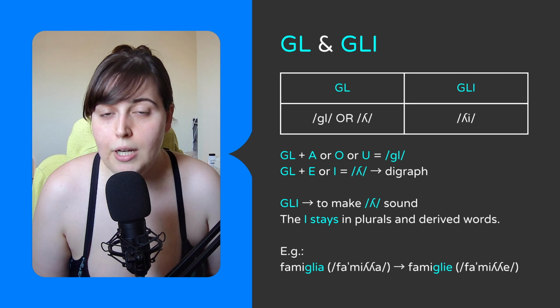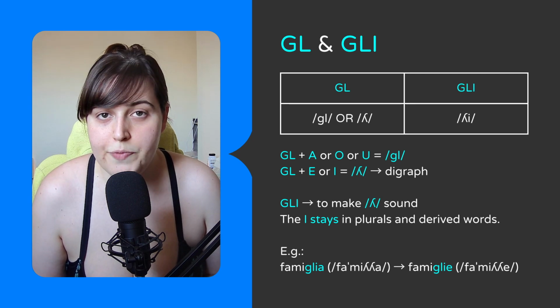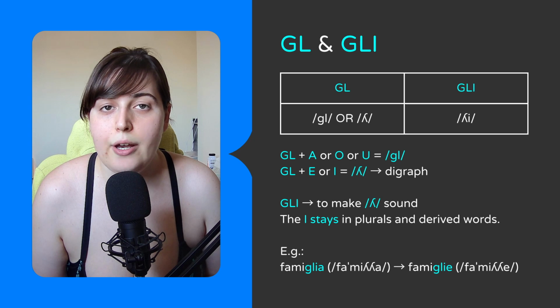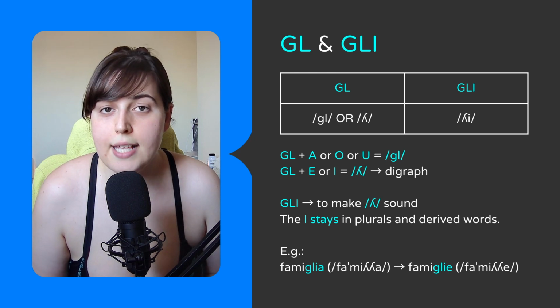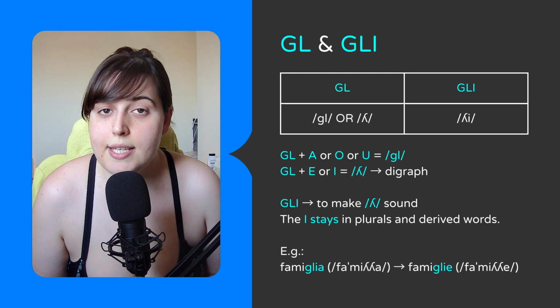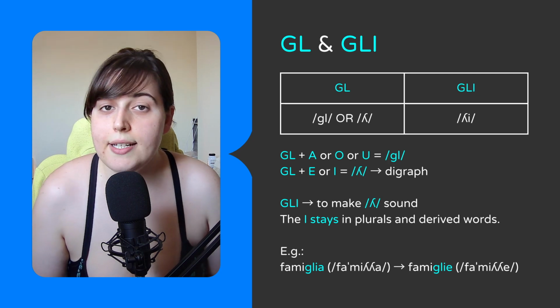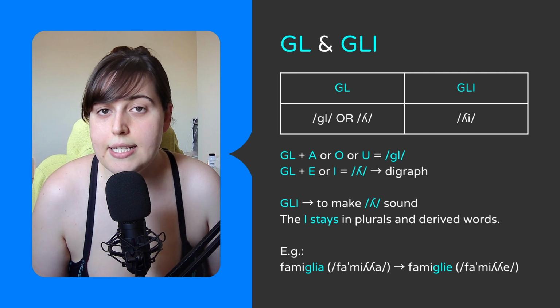GL is pronounced as GL when followed by A, O, or U. For example, gladiatore, gladiator, and GLI when followed by E or I. For example, egli, he, with some exceptions such as negligenza, negligence. Only in the second case, GLI is a digraph.